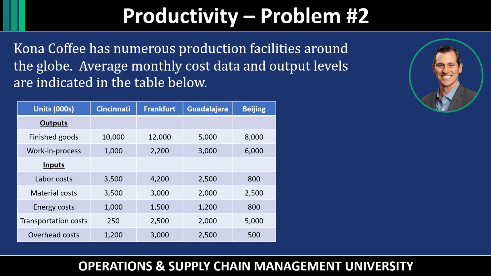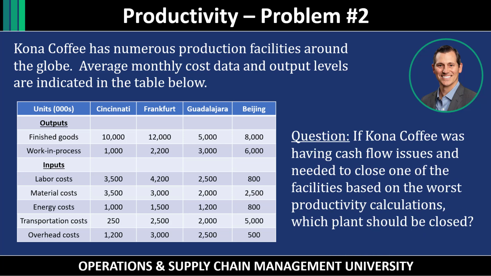So this question is asking for productivity, and it's asking for total productivity, because we're saying if Kona Coffee was having cash flow issues and needed to close one of the facilities based on the worst productivity calculations, which plant should be closed? Okay, again, it's asking for total productivity.